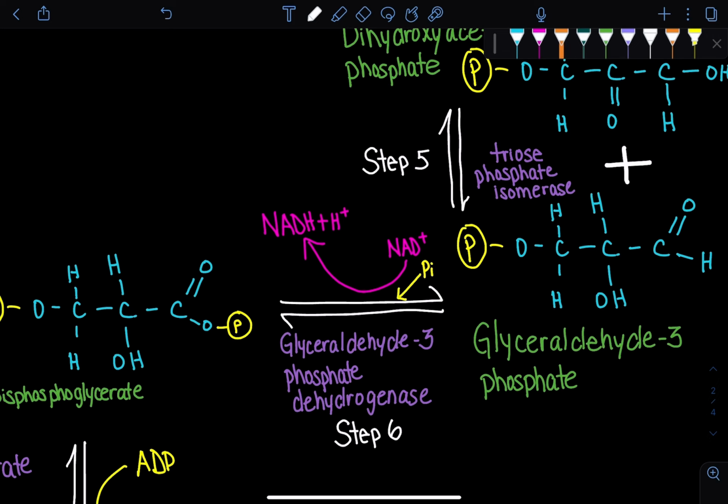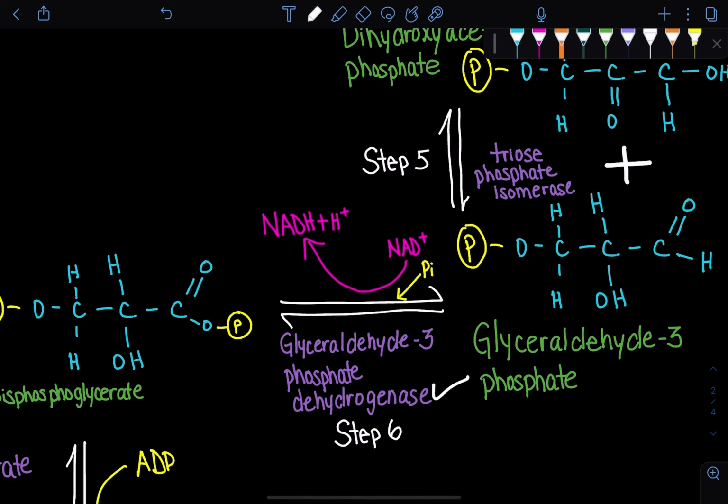Now we're dealing with the payoff phase. And the payoff phase starts off with step number 6. Step number 6 is a very important step because step 6 is coupled to step 7. So we take NAD+ and we reduce it to NADH and H+. And this transfer of electrons allows for the phosphorylation of G3P. And we do that through the enzyme known as glyceraldehyde 3-phosphate dehydrogenase.